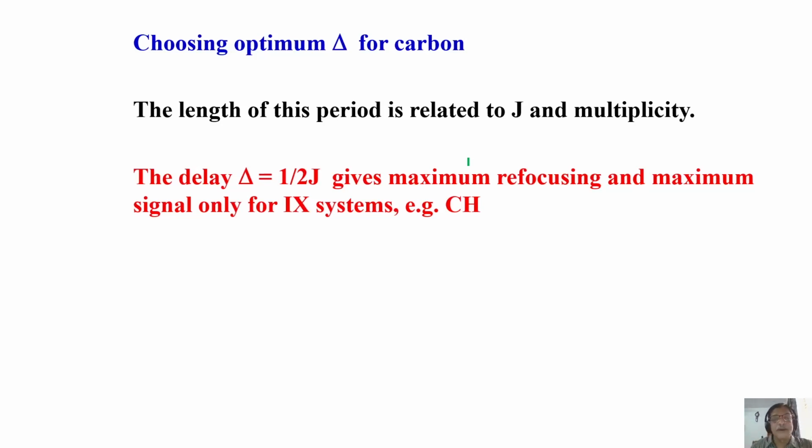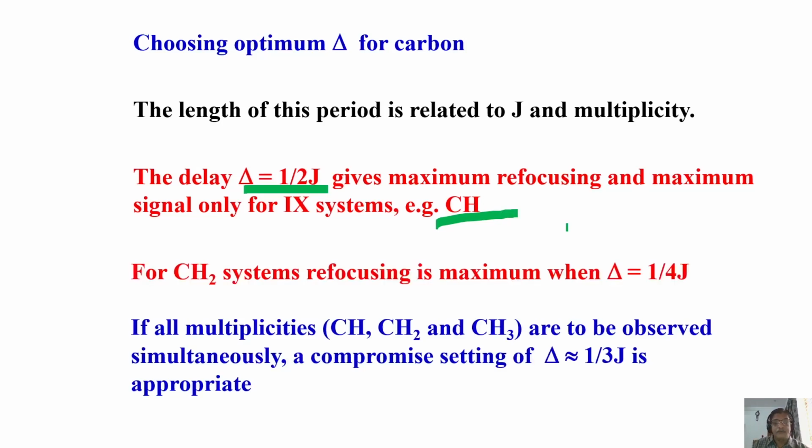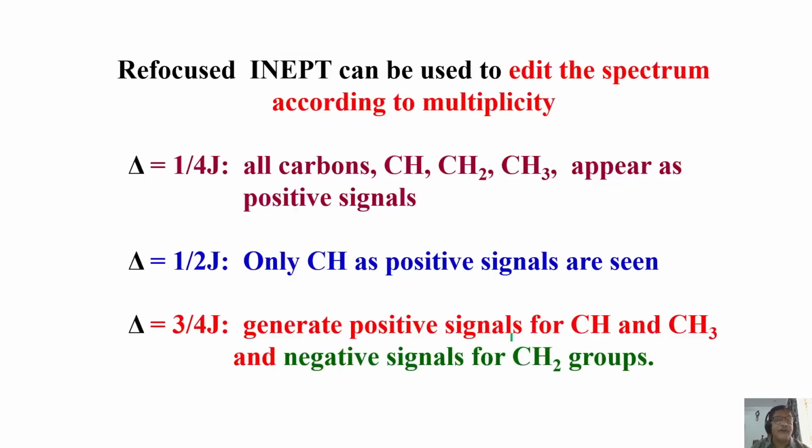So what is the length of this J delta? Of course, as I said, the average value is 1/3, but you can also do editing with this. Delta of 1/2J gives maximum signal only for CH. For CH2, delta of 1/4J gives maximum signal. And for 1/3J, all are equal. All are equal means all are positive, I would say. All are seen. So we can use this idea for doing editing also. This is called refocused INEPT. In refocused INEPT, we can take delta equal to 1/4J.